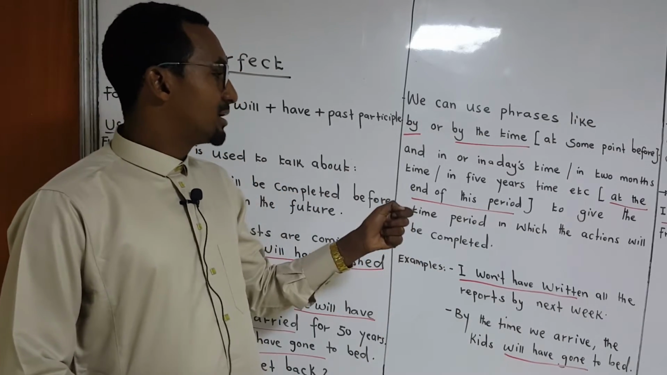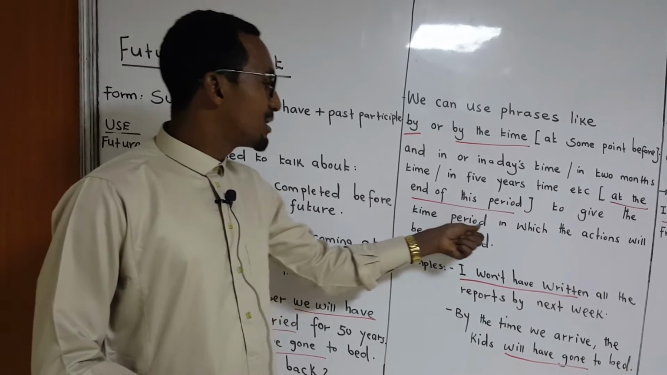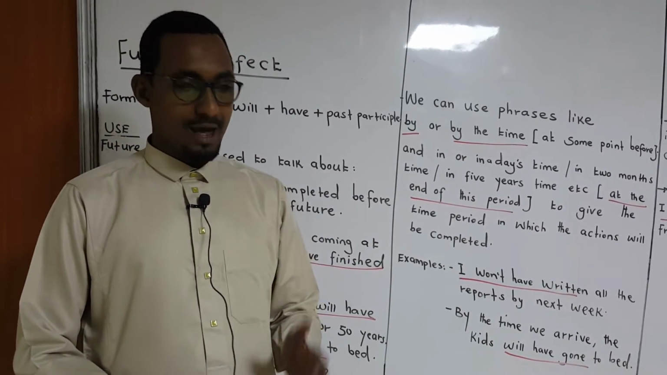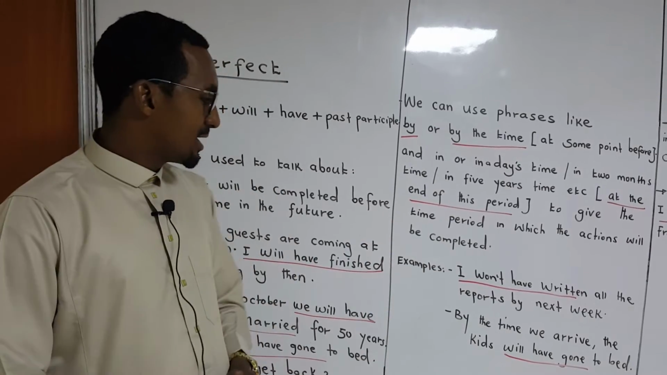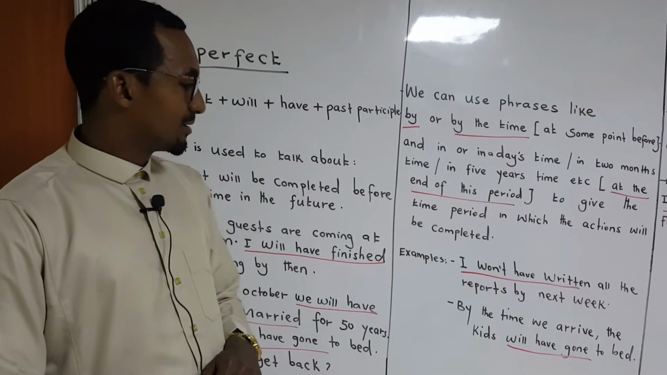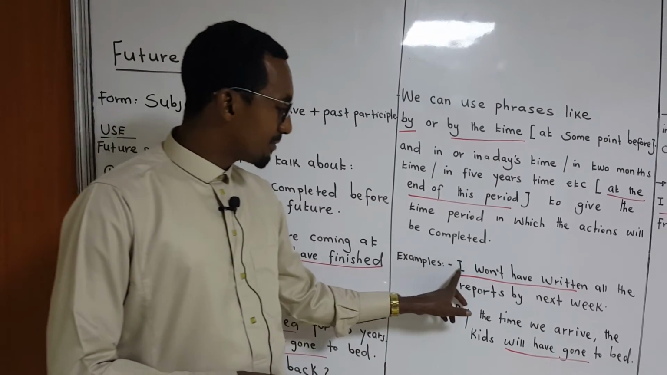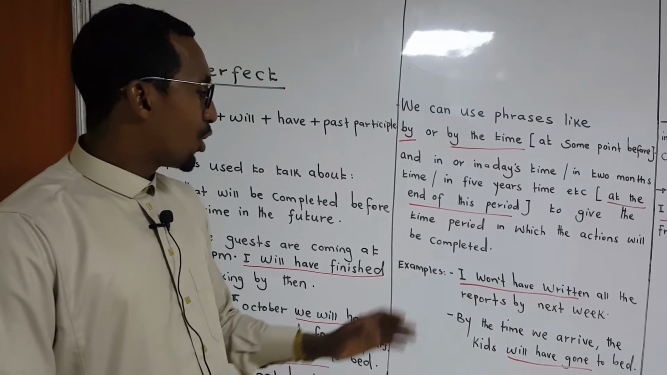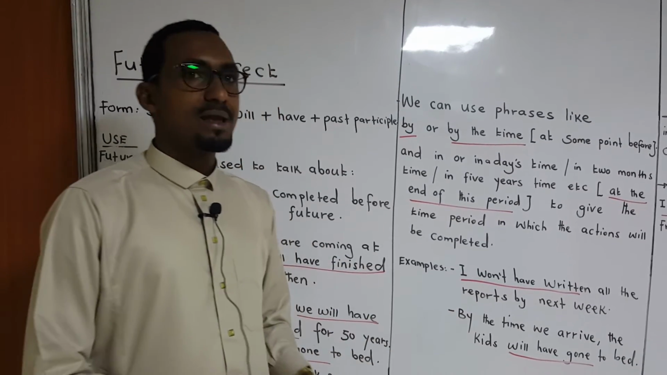It usually gives us the time period in which the actions will be completed. If you look at these 4 examples, then you will understand very quickly. Example number 1, I want to have written all the reports by next week.